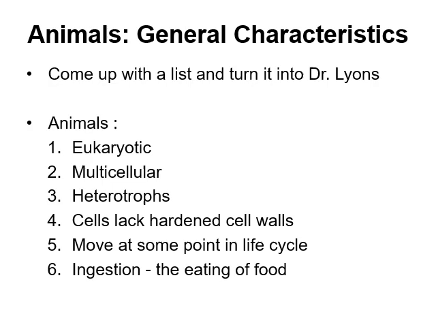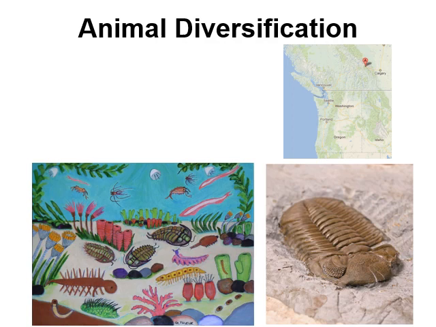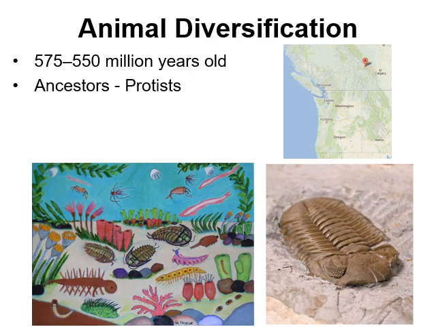Okay, so first let's talk about where the animals came from. Animals as a group go back about 575 million years. That's when the first animals showed up on the planet. Not too long after the first multicellular life showed up, animals appeared pretty soon after that. Our ancestors are protists. As we were talking about two chapters ago, protists are a very important group of organisms, because the animals, the plants, and the fungi all evolved from protists.